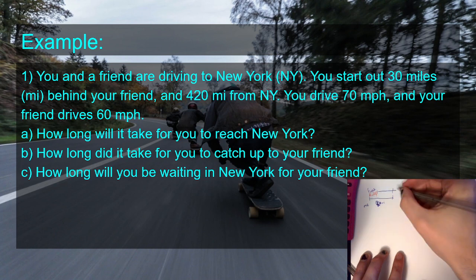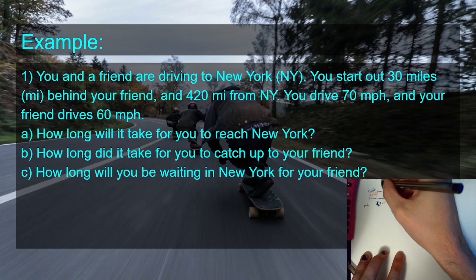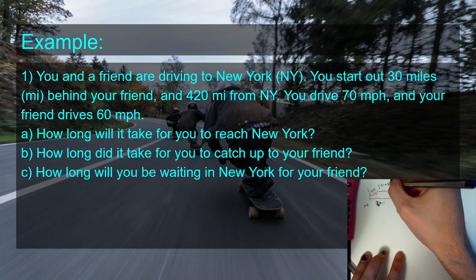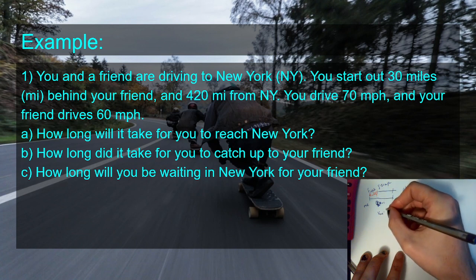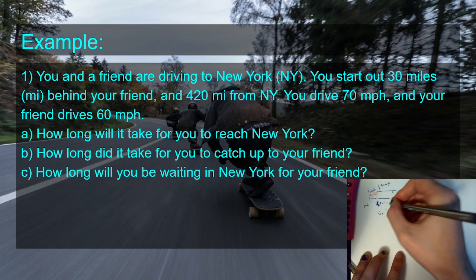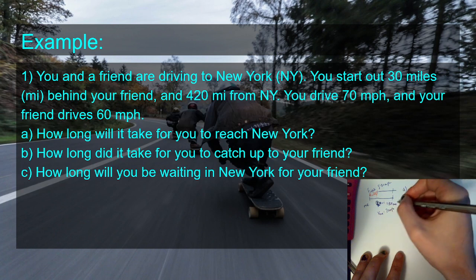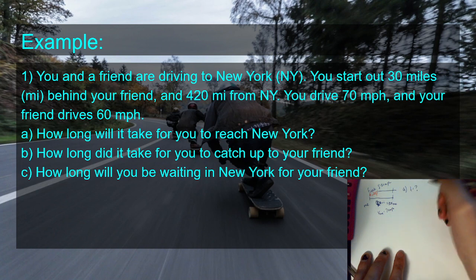So, here's our setup. And in question A, we're being asked for the... Oh, actually, I should say that this person's going at a velocity. So velocity for your friend is 60 miles per hour. The velocity for me is 70 miles per hour. And my displacement is 420 miles. And there we go. So for A, how long will it take to reach New York?